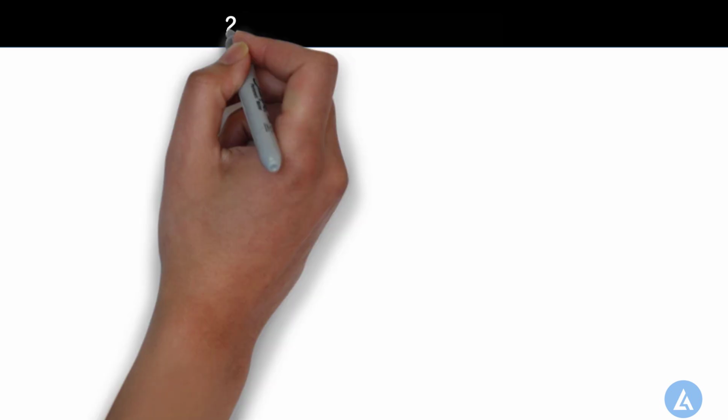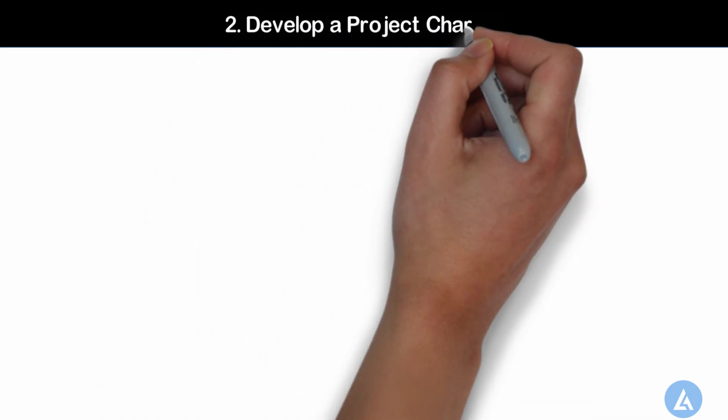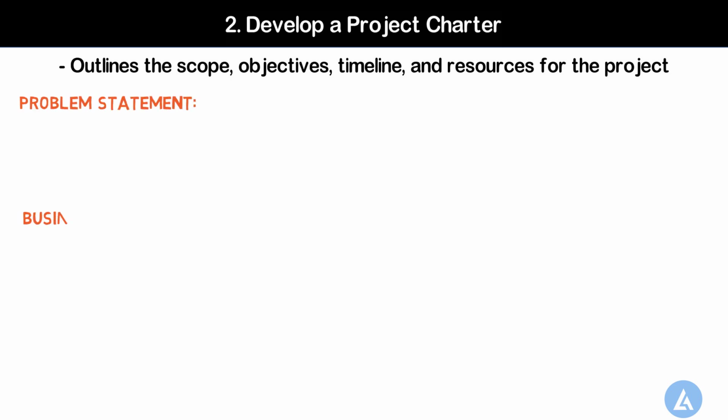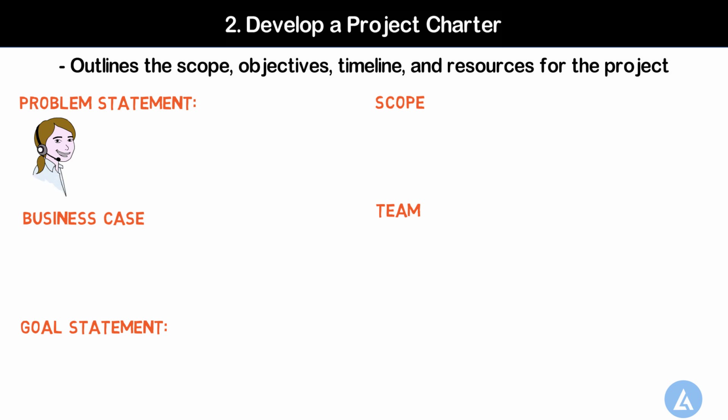The second critical step in the define phase of Lean Six Sigma is to develop a project charter. The project charter is a project management tool which outlines the scope, objectives, timeline, and resources for the project. The project charter includes key elements like the problem statement, business case, goal statement, and the team members' roles. For example, let's continue with the same example that we have taken while understanding the first critical step. The call center's response time is currently 10 minutes, which exceeds the industry standard of 5 minutes, resulting in increased customer complaints and churn. This is the first part of the project charter.